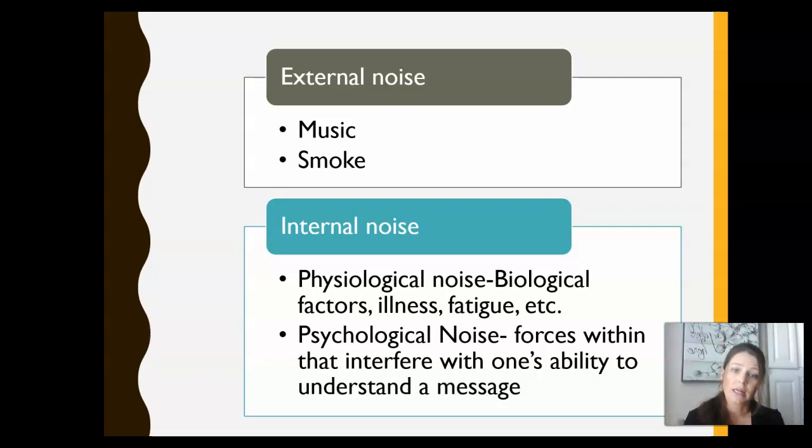Internal noise, on the other hand, is noise that is within one or both of the communicators. So this can be physiological or psychological or both. Physiological noise consists of biological factors like not feeling well, maybe feeling tired or hungry, whereas psychological noise relates to cognitive factors, like thinking about a test you have the next day instead of the problem your friend is telling you about in an interaction. So these factors basically are distracting and they tend to negatively impact the ability for messages to be sent effectively.